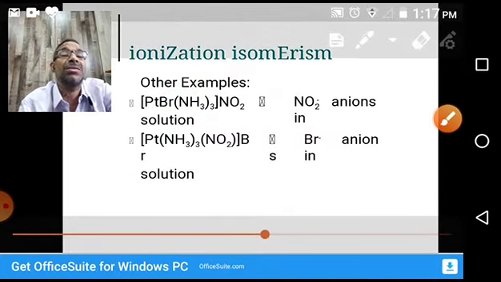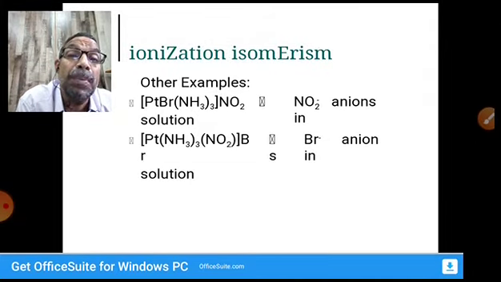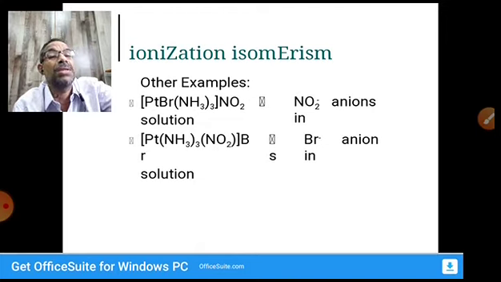Okay, I think you understood the first one. We are discussing structural isomerism in coordination compounds. In structural isomerism, we have 5 types. Out of the 5 types, we discussed one, that is ionization isomerism.